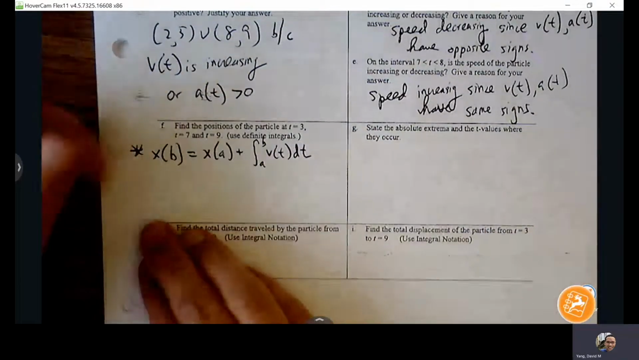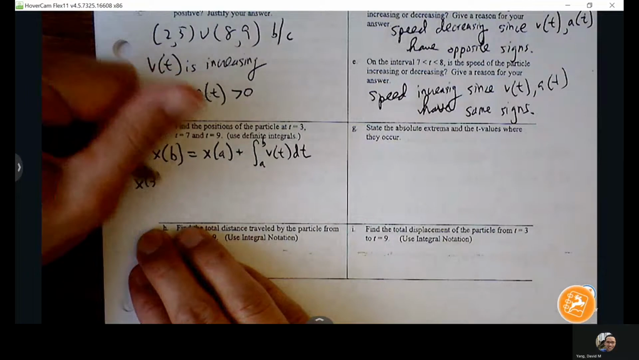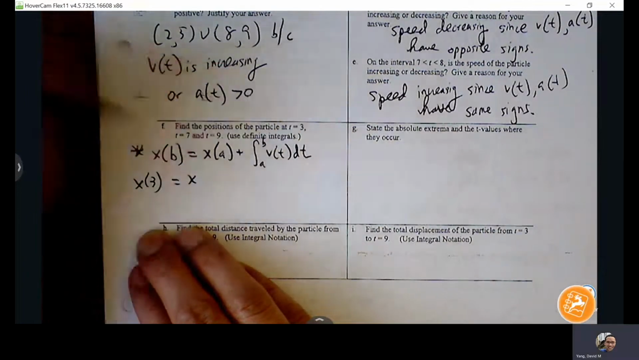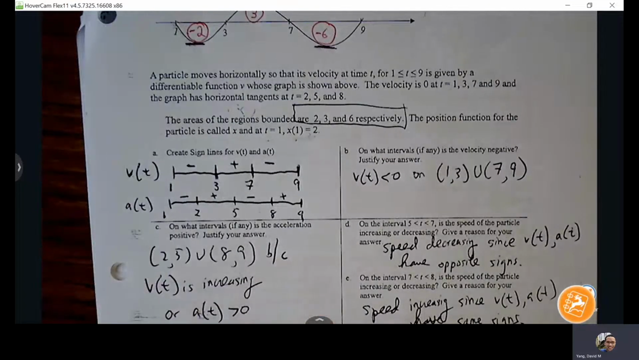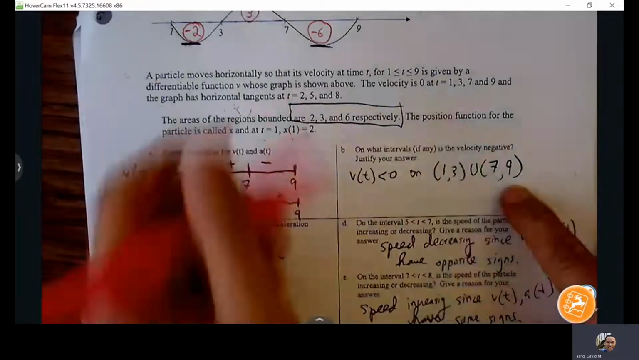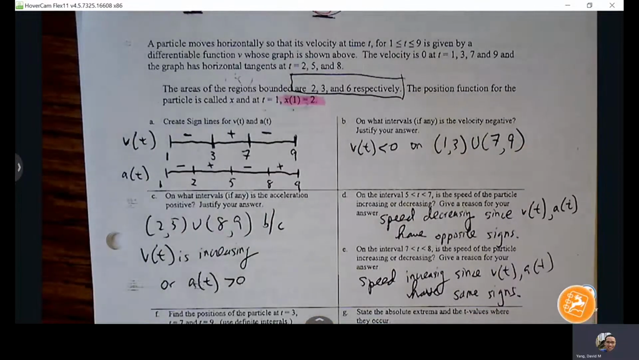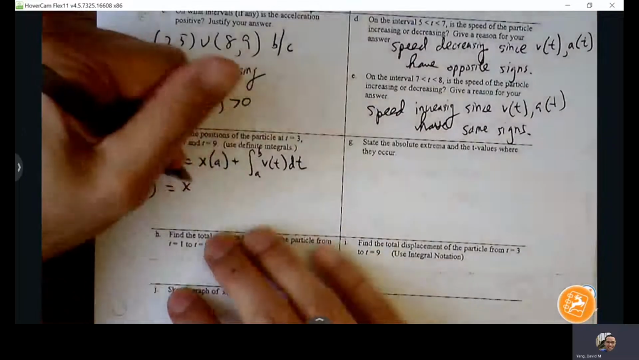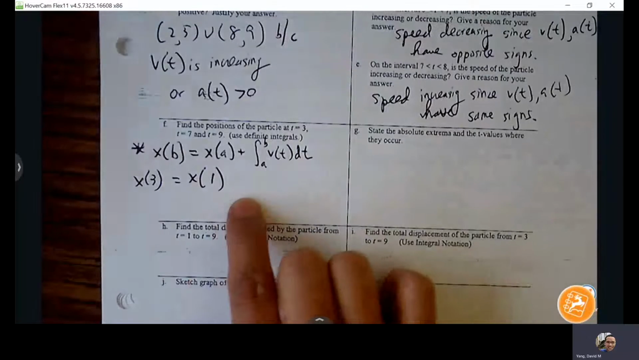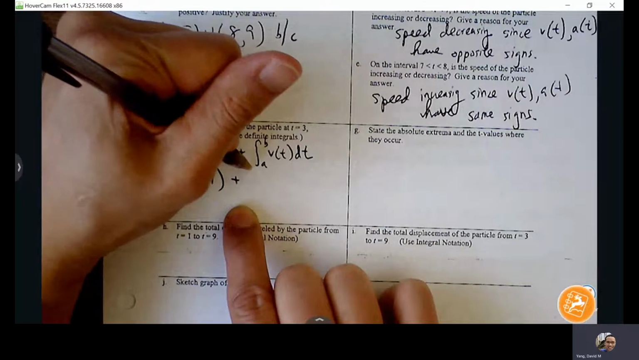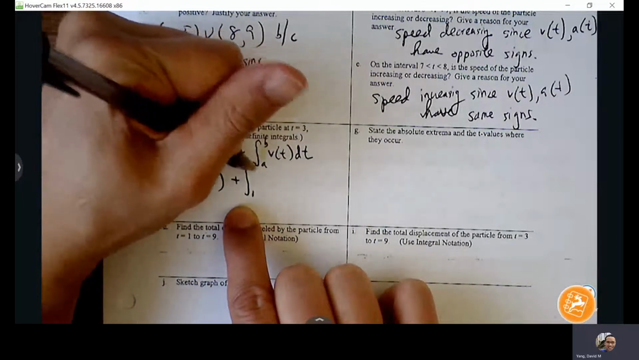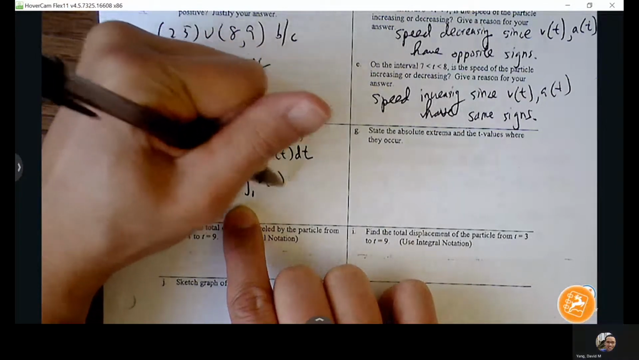So if I want to find the location at 3, I need to have a starting location, and the starting location I have from what's given to me. I know that at x of 1, I'm going to start off at location 2. So I know that's given to me, and then I need to figure out how much progress I make between those two time intervals.